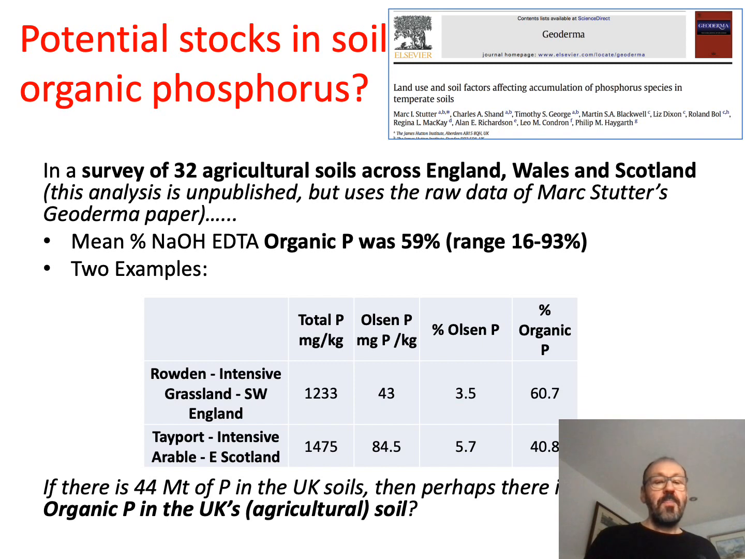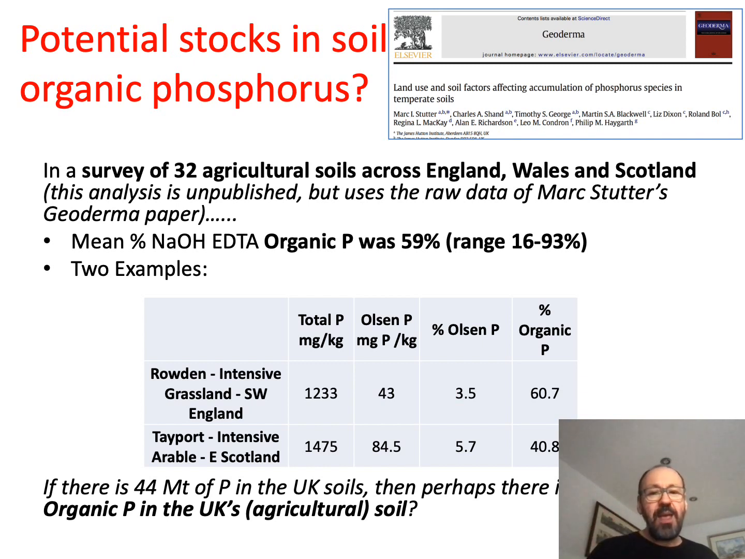It's really interesting, if you just stop and pause and think about it. Spend a minute on this. If you take a grassland, this is a grassland here, the total phosphorus in that grassland soil, all of the forms, inorganic, organic, everything, was in this example 1233 milligrams per kilogram. The Olsen's P, that's the agriculturally available form, was 43 milligrams per kilogram, which represents only 3.5% of the total. That's all it is.